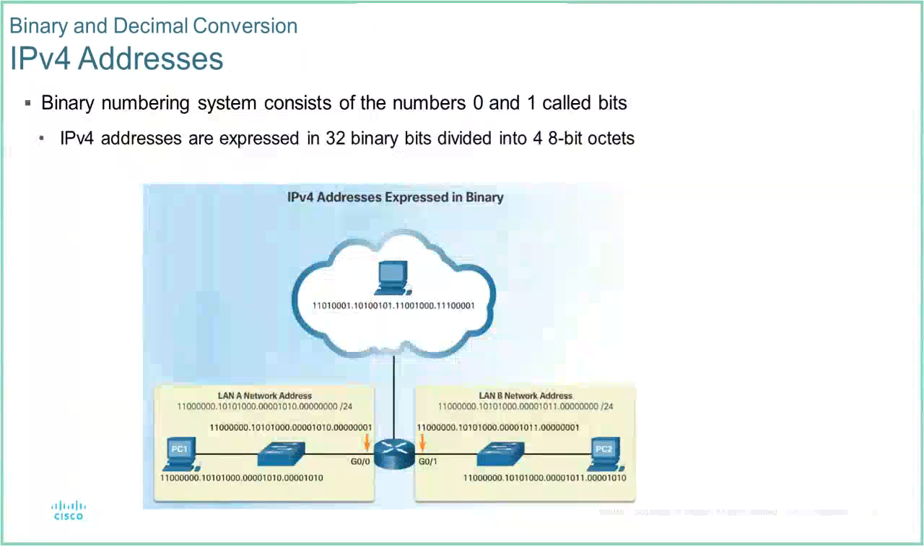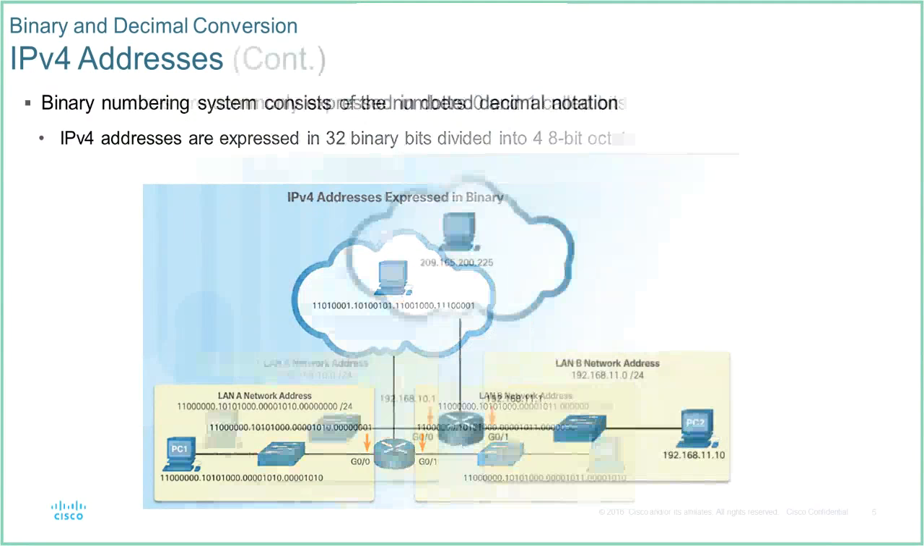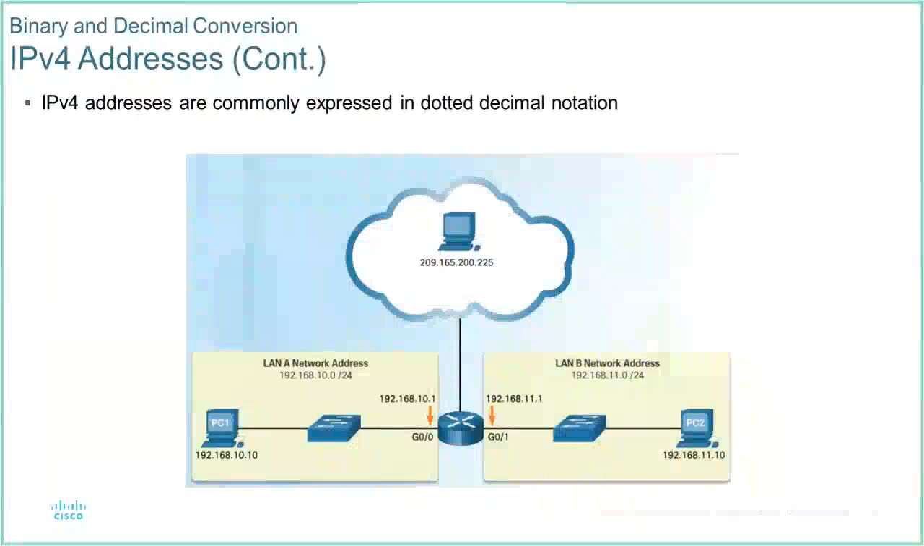So binary is 32. Our IP address is made up of 32 binary digits, which are divided into 4 8-bit octets, and we then convert those binary values using a positional value of the binary bits to give us a decimal value, and we call that representation dotted decimal notation.